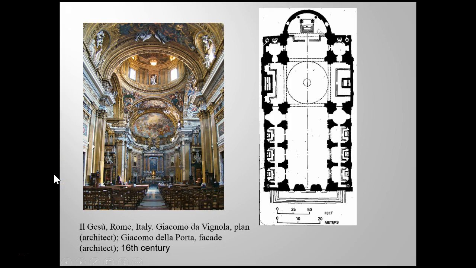This layout is perfectly suited for preaching to large crowds and the celebration of Mass, both of which are particularly important to the Jesuit order. So again, to reiterate, they took away the aisles, they opened up this space, the nave is much more open, you have these little side chapels here, and it really allowed just about everybody, no matter where they were positioned, to get a good view of the focal point, which was the apse and the altar.